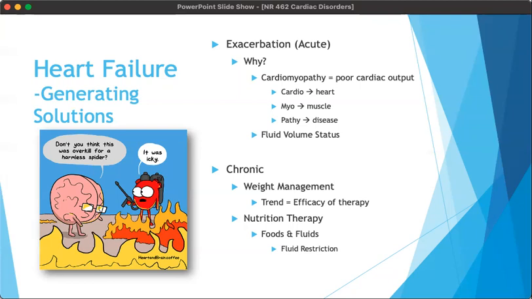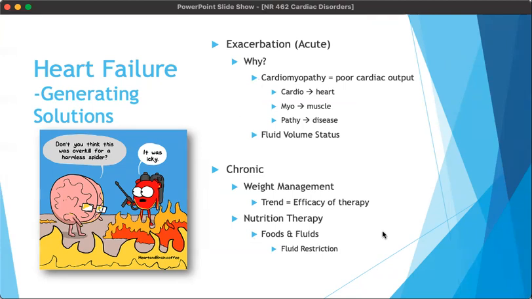Dry weight just refers to their weight when they're not in a fluid volume excess or in a heart failure exacerbation. So we want to trend those weights to make sure that the other therapies we're prescribing are effective. Things like diuretics or some of our blood pressure altering medications, so that the kidneys are still able to keep up with filtering out fluid at an adequate rate.